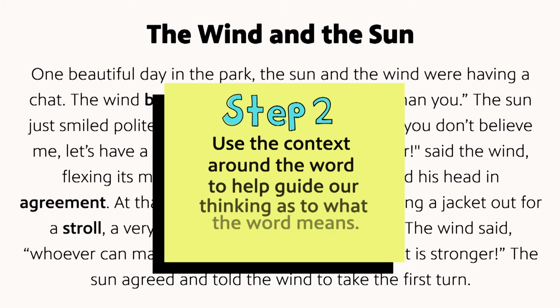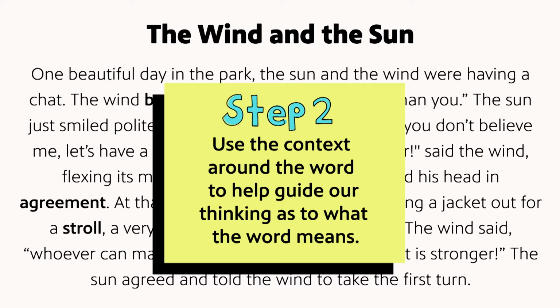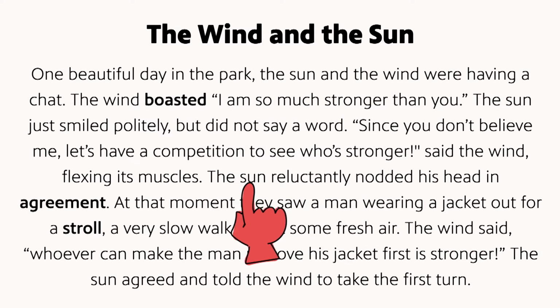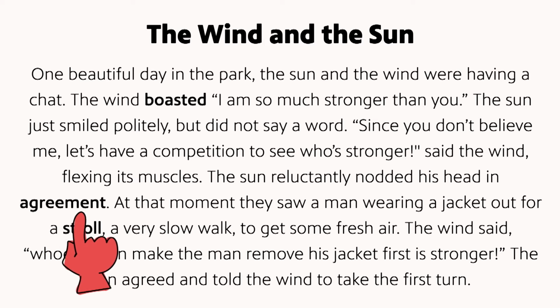We need to look for some context clues to better understand our unknown word. So let's reread the sentence. The sun reluctantly nodded his head in agreement. Let's use the context around the word to help guide our thinking as to what that word might mean. Once again, the author has given us clues by using an example. What did you notice?